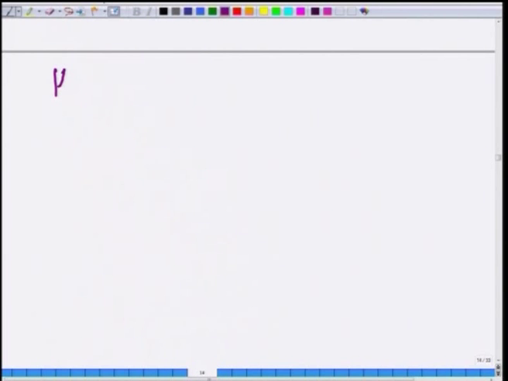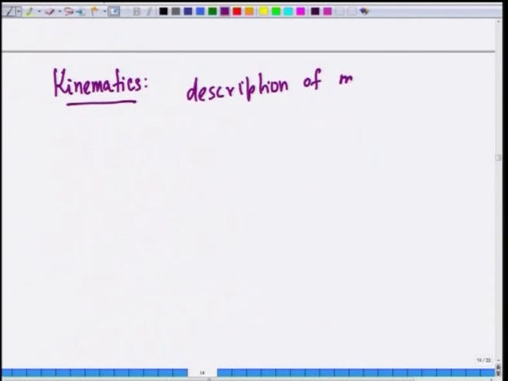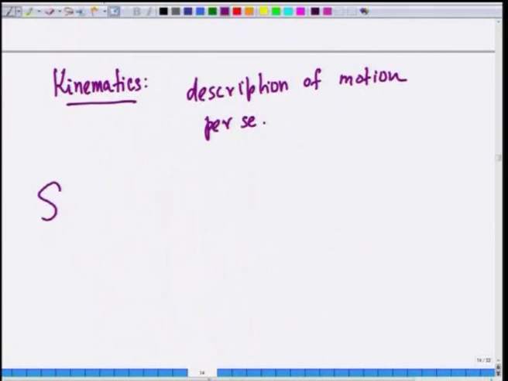Then we went to kinematics. We said that kinematics is that subject that deals with the description of motion without reference to the forces that cause the motion, the description of motion as such. And in that context, we had come up with an important concept of substantial derivative.